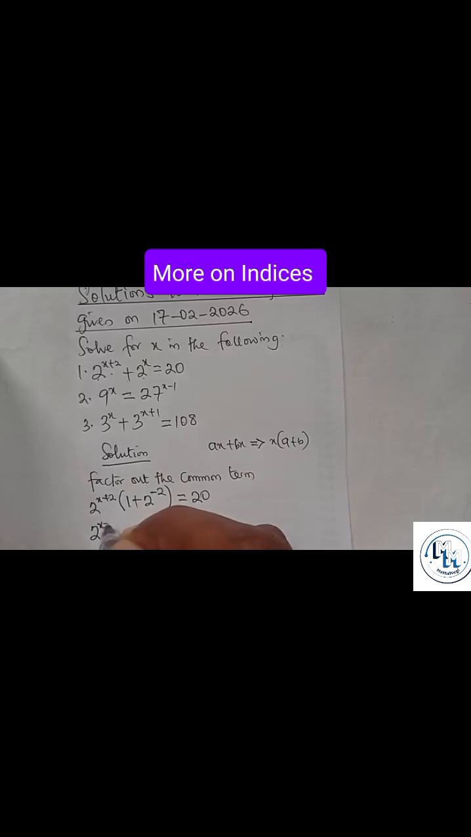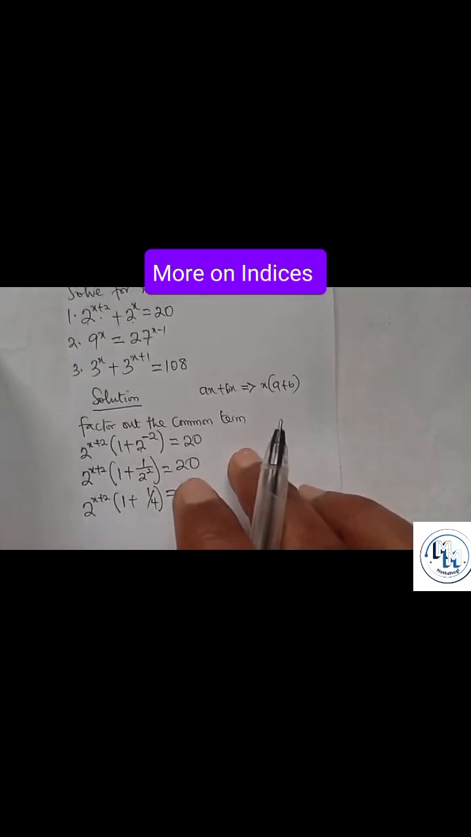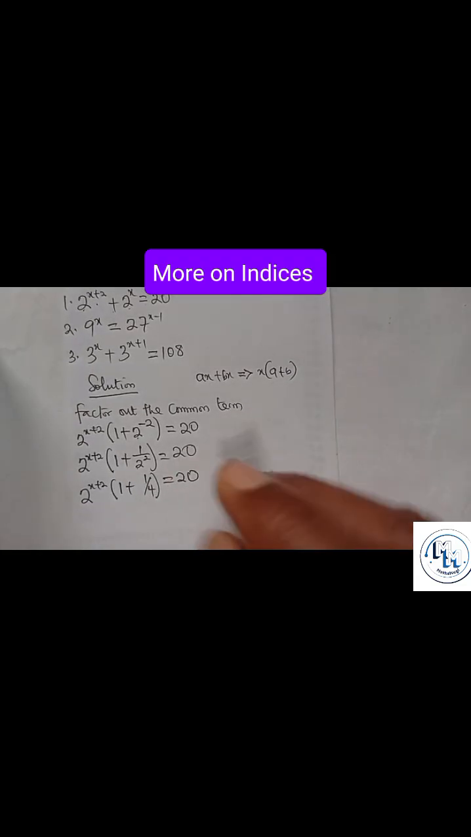I have 2 power x plus 2, bracket 1 plus, this is 2 power minus 2, something like saying 1 over 2 power 2, is equal to 20. Now, 2 power x plus 2, bracket 1 plus 1 over 2 power 2, which is 4, is equal to 20.